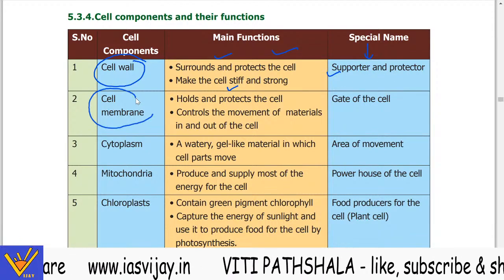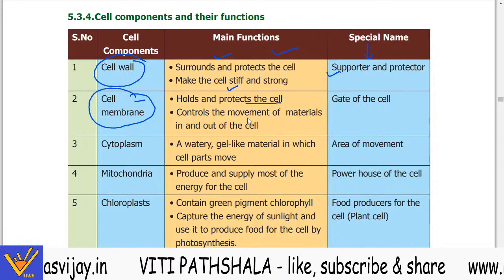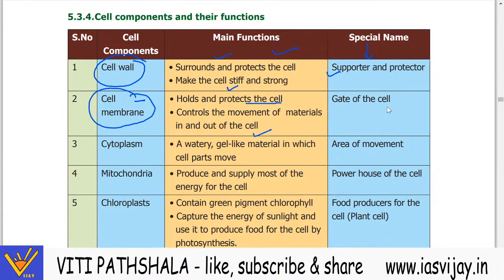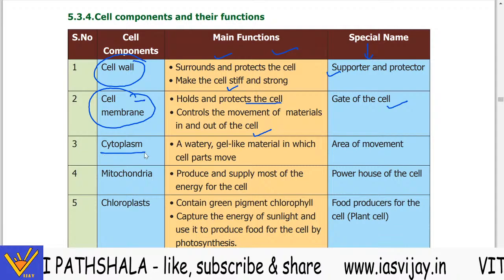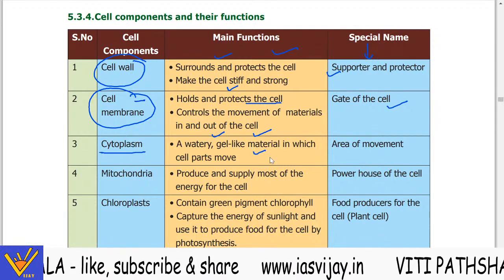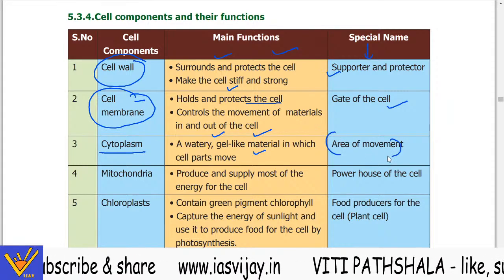Then what is the work of the cell membrane? It holds and protects the cell. It controls the movement of material in and out of the cell, the gate of the cell. Now next comes the cytoplasm, a watery gel-like material in which the cell parts move. Now, the area of the movement.